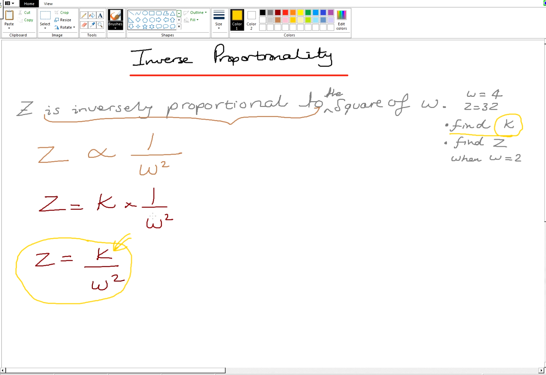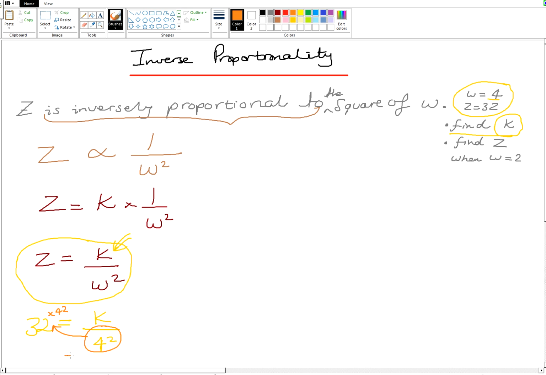K is the constant of proportionality. We know in the beginning that when W is 4, Z is equal to 32. So we're going to use these values. Z, which is 32, is equal to K, which we want to work out, over the W value, 4 squared. To work out K, we rearrange: the opposite of divide by 4 squared is times by 4 squared.